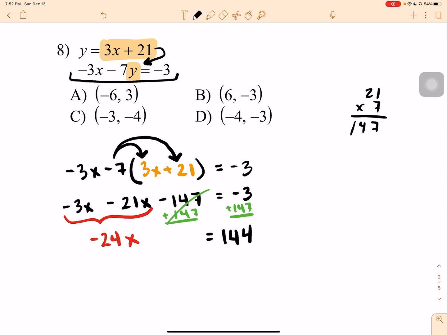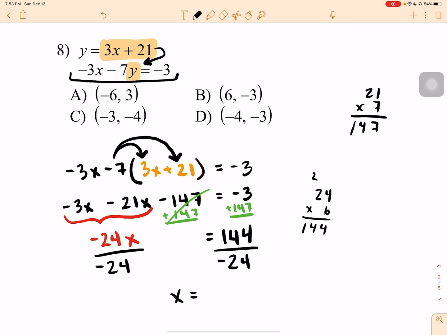So this is going to equal 144. I'm trying to do some math in my head here to see how many times 24. Yeah, 6 times. You could use a calculator, I just didn't want to flip over to it. So if you divide both sides by negative 24, you should get x equals negative 6.